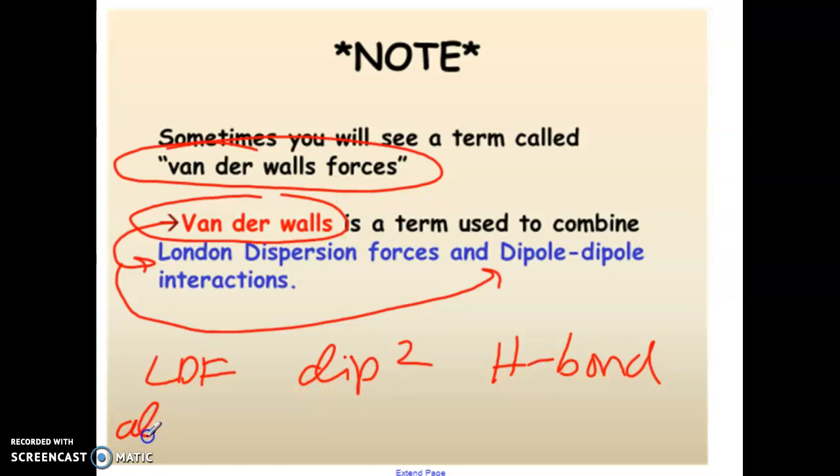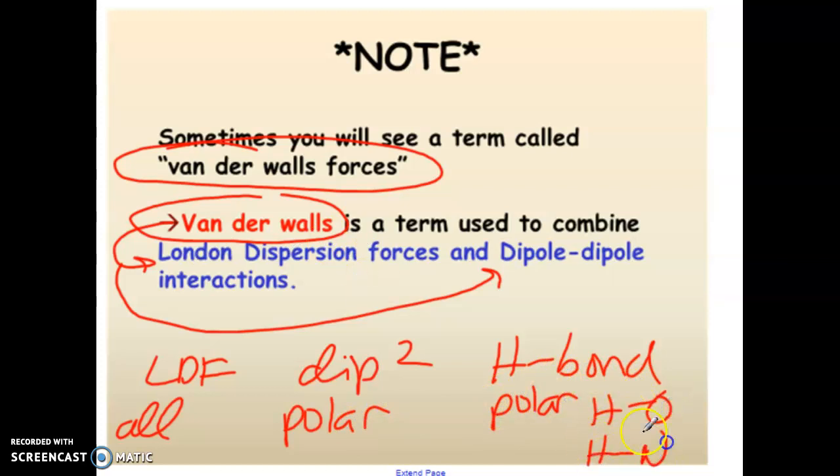So LDF is in all molecules. Dipole-dipole is only in polar molecules. And hydrogen bond is polar, but it must have one of the three types of special dipoles.